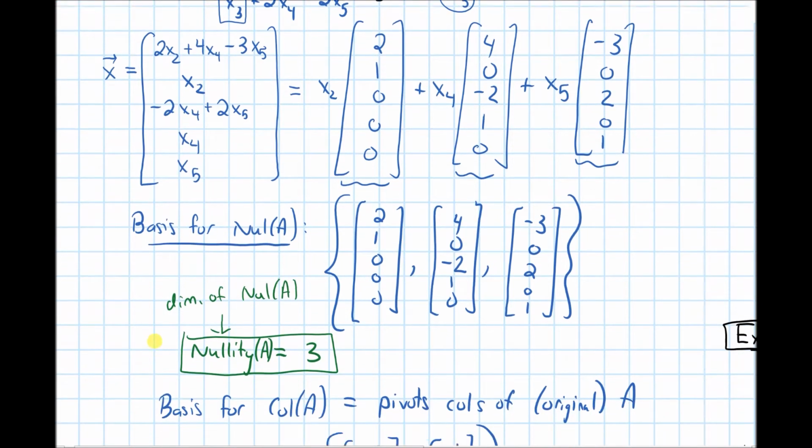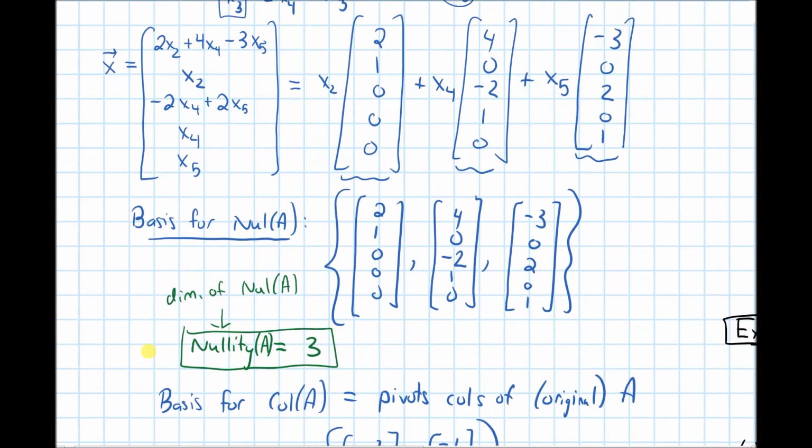Let's talk about column space. We've seen before that if we want a basis for the column space, I have to row reduce my matrix to figure out where the pivots are. But then I go back to the original matrix and write down the pivot columns of the original matrix.